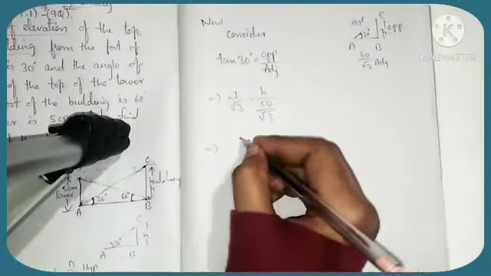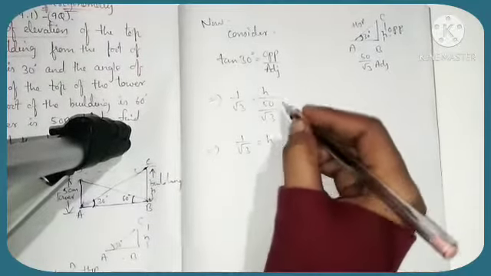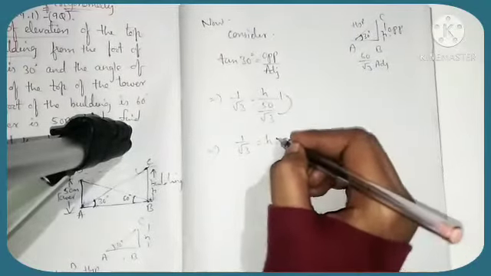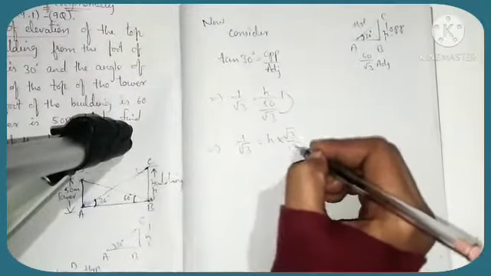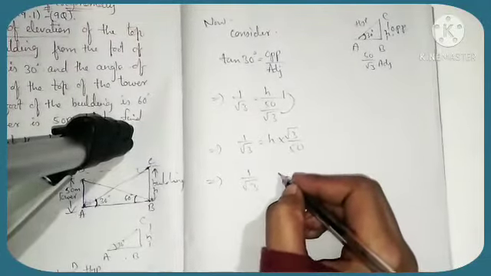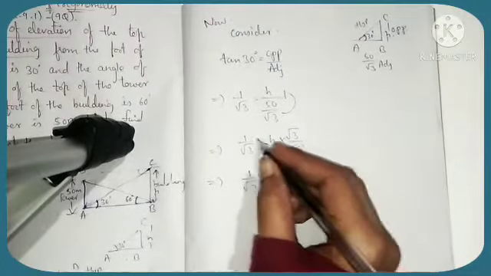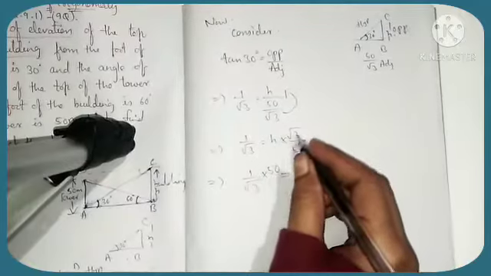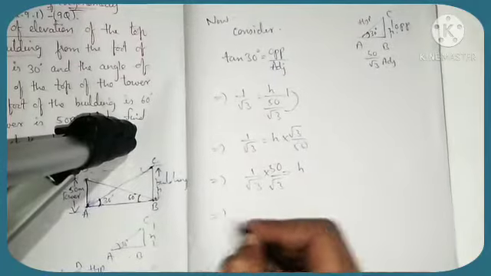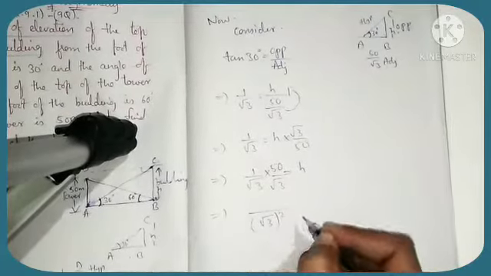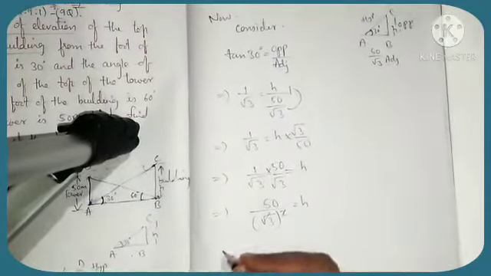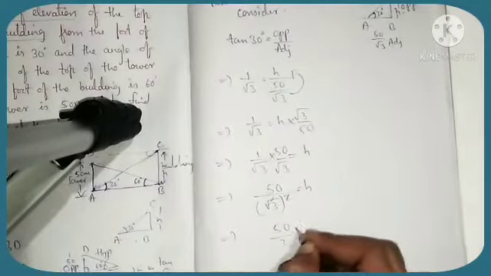So what we will do? 1 by root 3 is equals to h divided by 50 by root 3. So this we will send in numerator, so it reverses, root 3 comes up, root 3 by 50. So here 1 by root 3 is equals to, this is in division, we'll send that side to multiplication. Root 3 into root 3, root 3 whole square. 1 into 50, 50. h, square root gets cancelled, you will get 50 by 3 is equals to h.